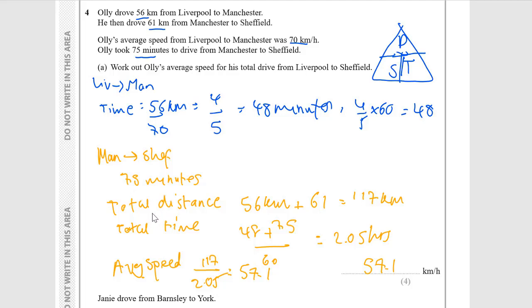And then that means the total distance was 56 plus 61, which gives 117 kilometers. And the total time was 48, which we got from here, plus 75, which we got from there, which gives us 2.05 hours because we divide by 60, and this is in minutes. And then the average speed is going to be the distance over the time, which will give us the speed, and that is 117 over 2.05, which gives us 57.1 kilometers per hour.